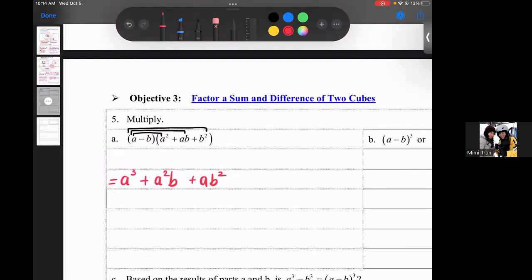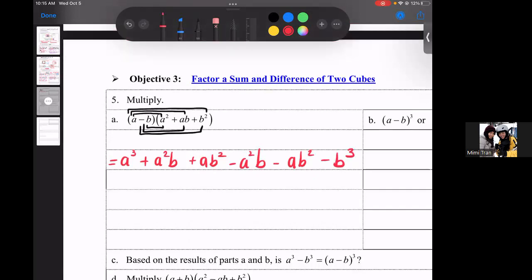All right, so I'm done with the a, now the b. Be careful of the sign. Negative b times a squared is negative ba squared, or negative a squared b, right? I like to write my a's first. Negative b times ab is negative ab squared, very good. And then negative b times b squared is minus b cubed. Is there anything I can combine as like terms?